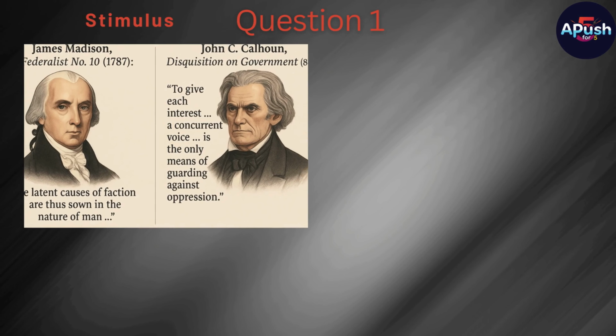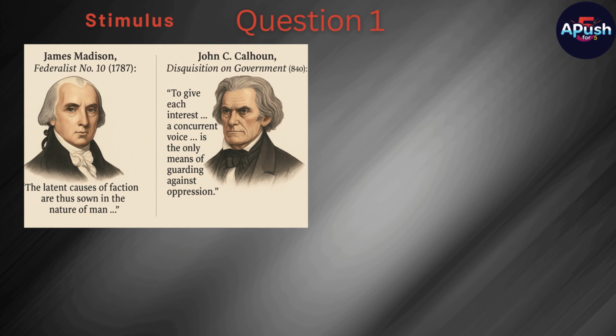Question 1. Stimulus. James Madison, Federalist number 10, 1787. The latent causes of faction are thus sown in the nature of man. John C. Calhoun, Disquisition on Government, 1840s. To give each interest a concurrent voice is the only means of guarding against oppression.